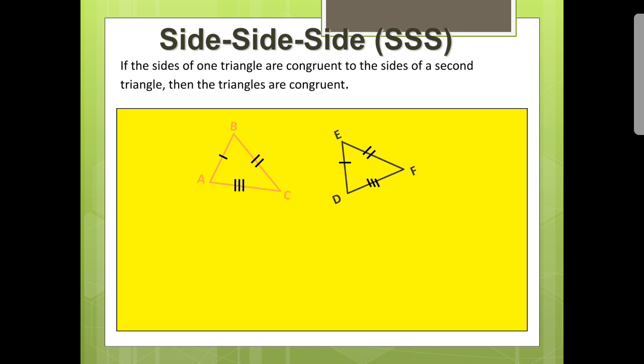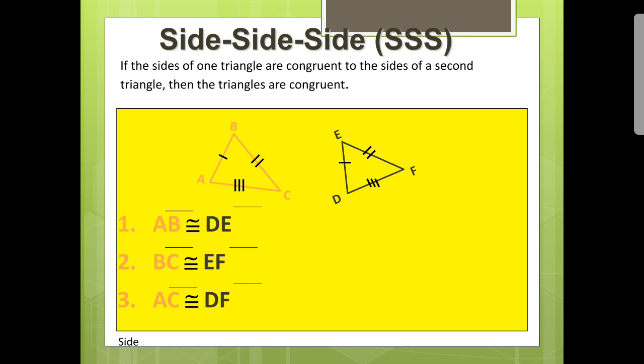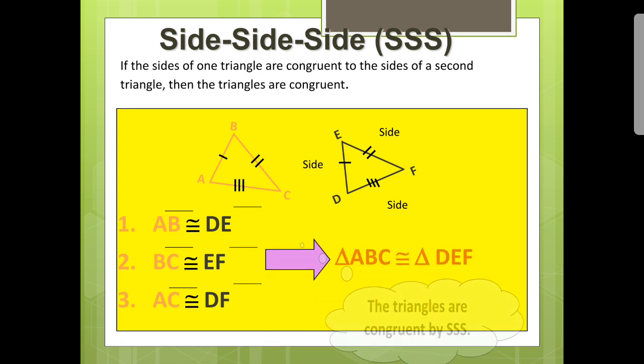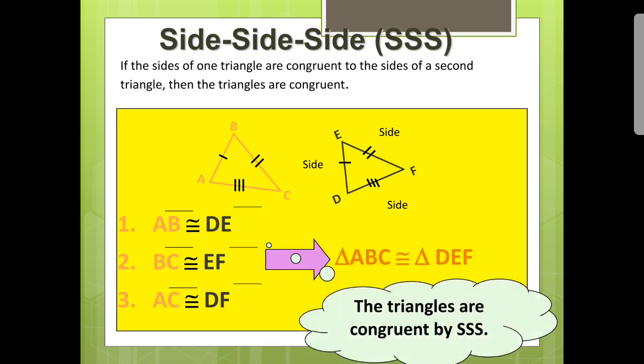The first congruent part: side AB is congruent to side DE. Another one: side BC is congruent to side EF. Side AC is congruent to side DF, and that is side, side, side. So therefore, triangle ABC is congruent to triangle DEF. So the triangles are congruent by SSS.